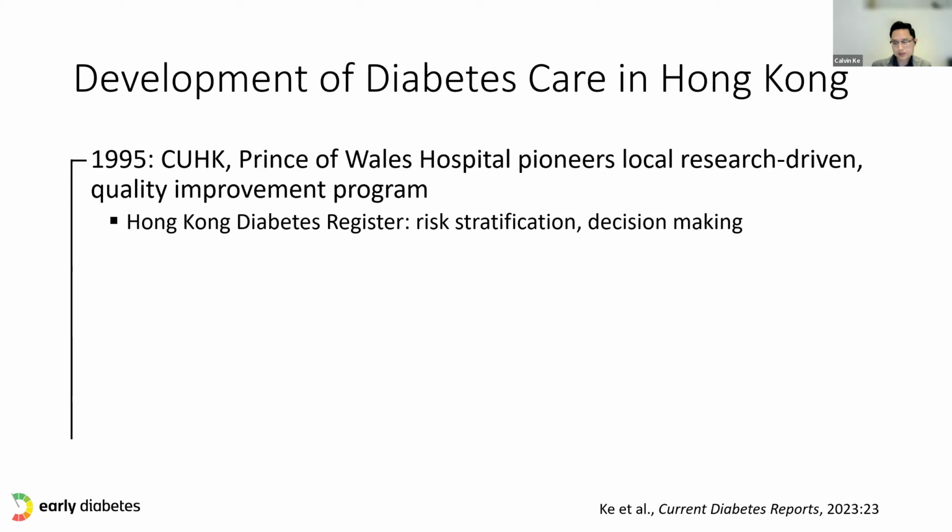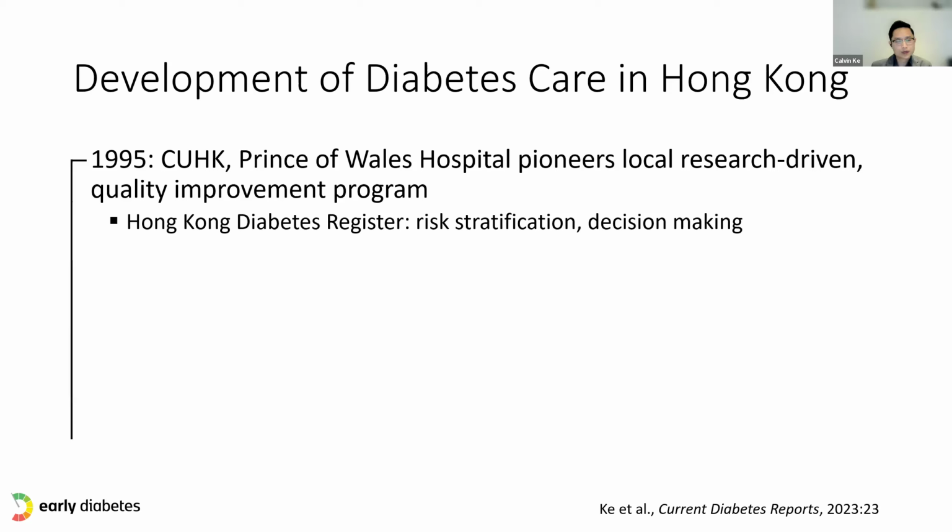And so, there are some differences across Ontario and Hong Kong, and some of these differences stem from structural and systemic factors. And the other difference is in the way that diabetes care really evolved. And so in Hong Kong, it really was a local process that really was scaled up over time. So in 1995, the Chinese University of Hong Kong, or CUHK, and Prince of Wales Hospital, under the leadership of Professor Chen, pioneered a local research-driven quality improvement program. And so they called that the Hong Kong Diabetes Register. It included tools for risk stratification and enhanced decision-making.